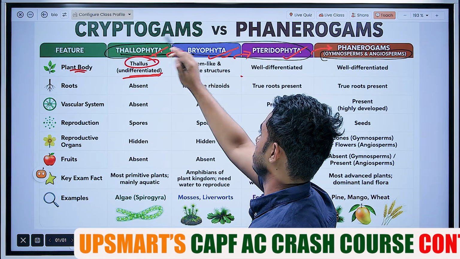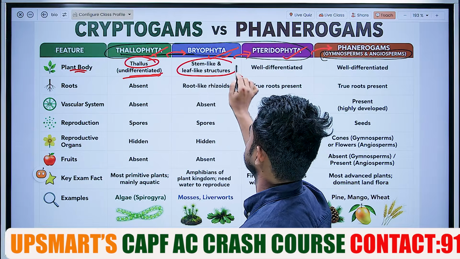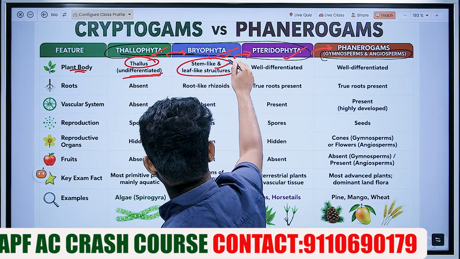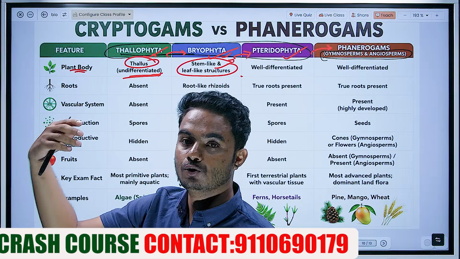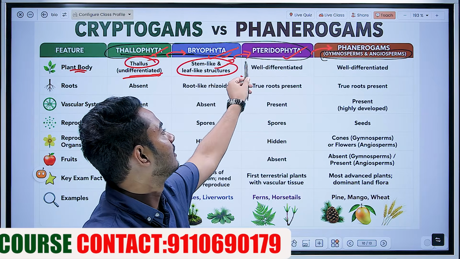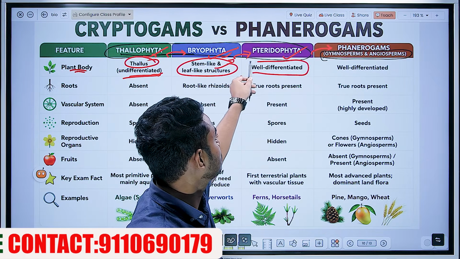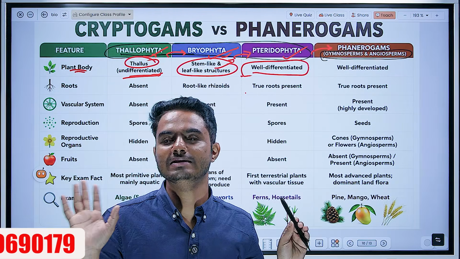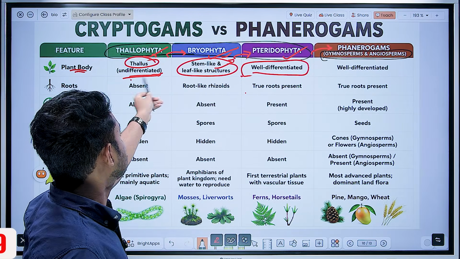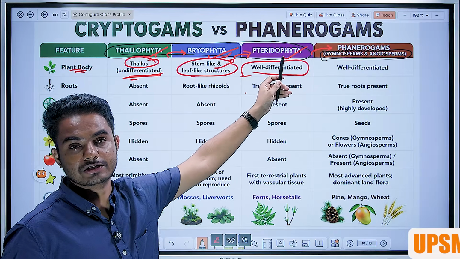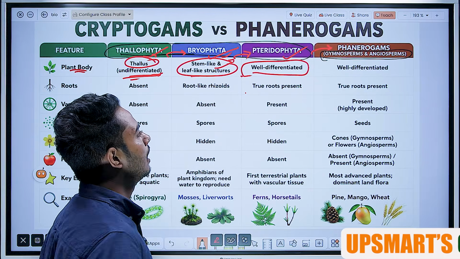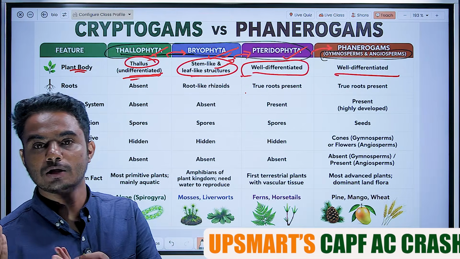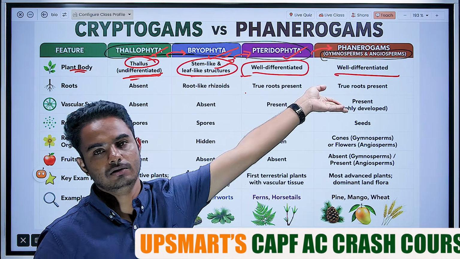Then they named it Bryophyta. Stem-like and leaf-like structures came. Next, this evolved to become true stem, true roots. Then they named it Pteridophyta. Easy. Understand the chronology. Very, very easy subject. Thallus undifferentiated, well differentiated. Easy, right? And obviously, what is left in phanerogams to evolve into? Already it is differentiated.